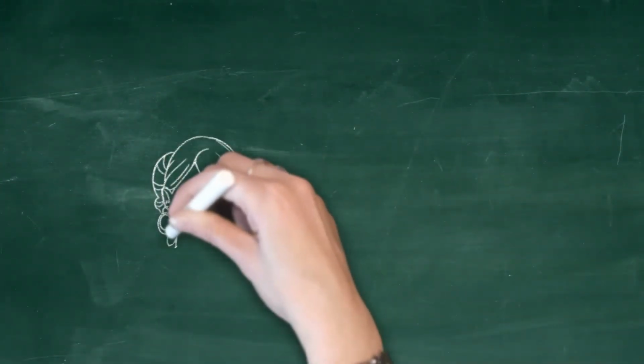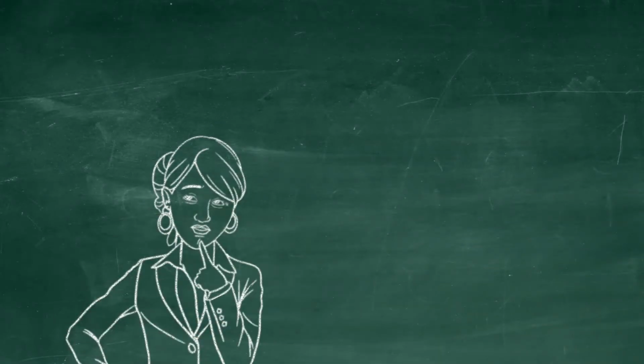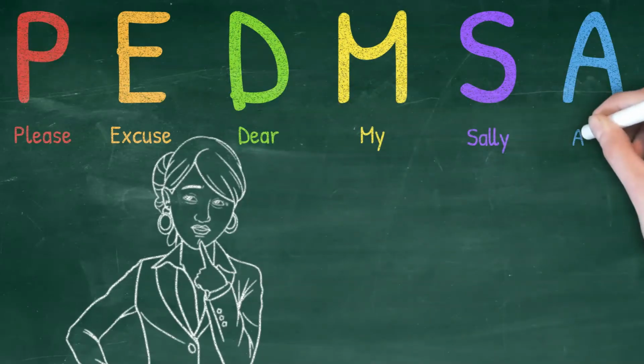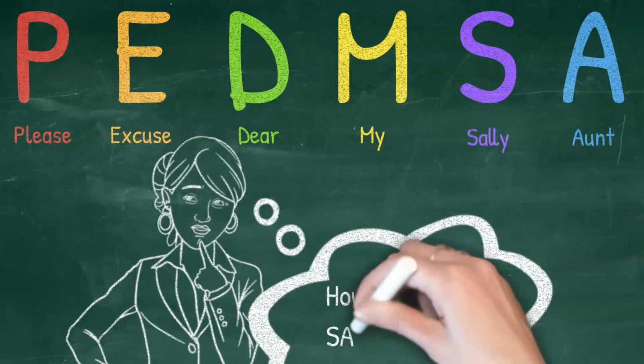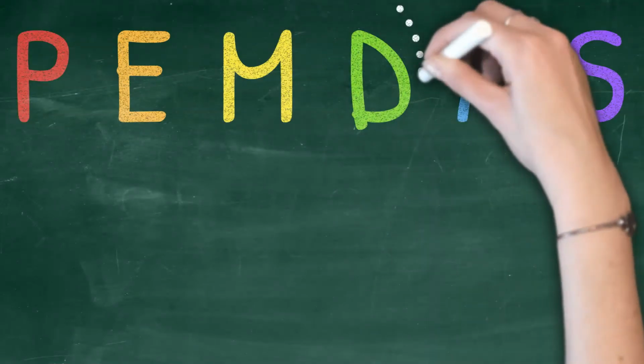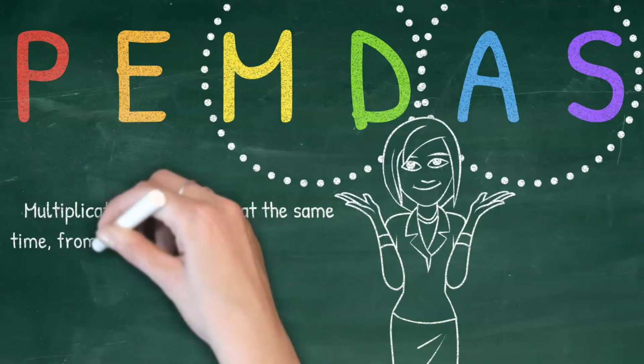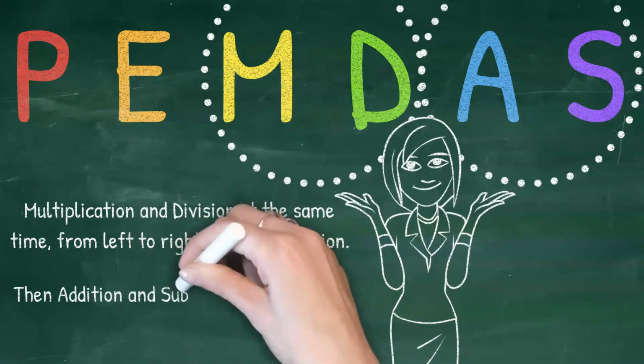But PEMDAS says multiplication and addition first, you may say. That's because please excuse dear my Sally aunt doesn't make sense. Trust me. Left to right, perform multiplication and division in the same step, then addition and subtraction in the same step from left to right.